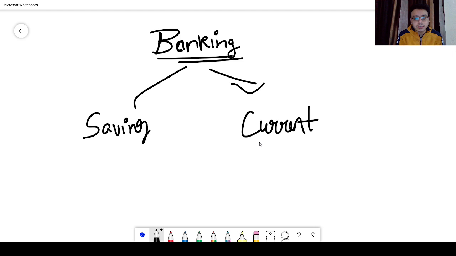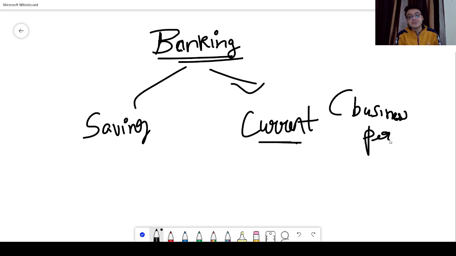And the next concept is the current account. A current account is something which is opened mostly by business persons, because whenever you open a savings account, there is always a limit on the maximum amount that you can keep. For example, 2 lakh or 5 lakh or 10 lakh. For us, 2 lakh or 5 lakh or 10 lakh might be so much, but a businessman will earn in crores. So that earning cannot be directly transferred to a savings account.